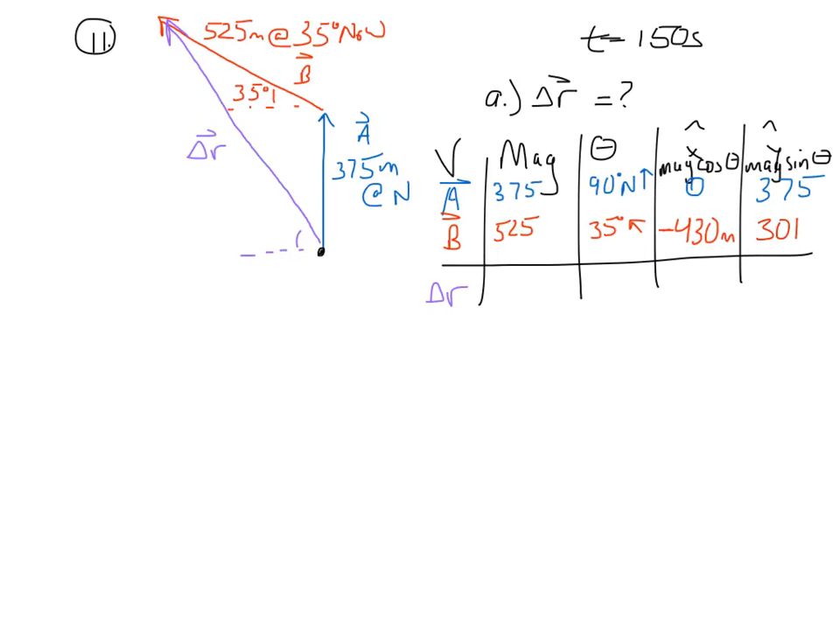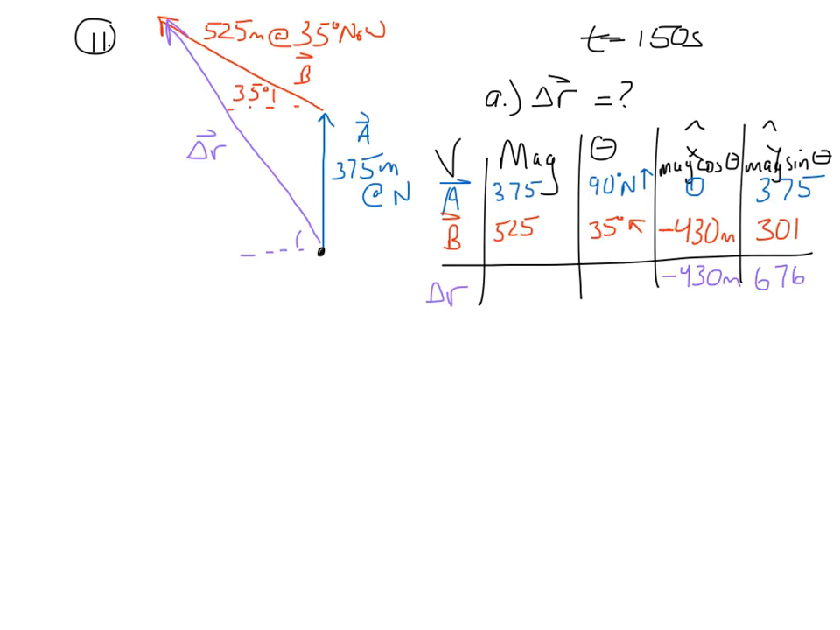Okay? All right. So why do we get the x and y components? Because we can add the x's, we can add the y's. Otherwise, we can't add them unless they're all in like terms. The x is going to be easy to add because it's negative 430 plus 0, so that's negative 430 meters. What's 375 plus 301? That should be 676 meters. Did I do that right?